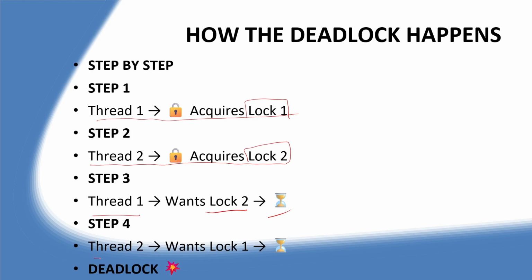And likewise, thread 2 wants lock 1, which is acquired by thread 1. So thread 2 is waiting for thread 1 and thread 1 is waiting for thread 2. Thread 1 cannot continue until thread 2 releases lock 2, and thread 2 cannot continue until thread 1 releases lock 1. Neither of them can continue. That is deadlock. This is the example of deadlock.